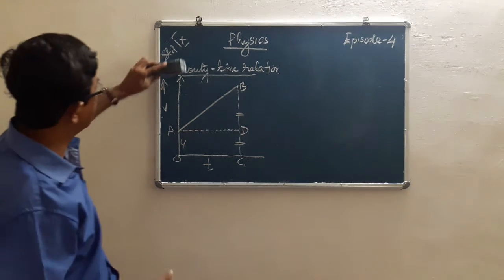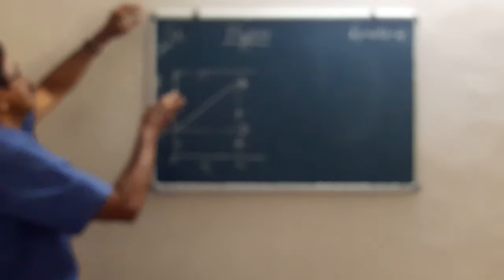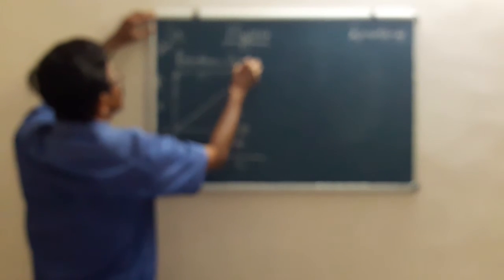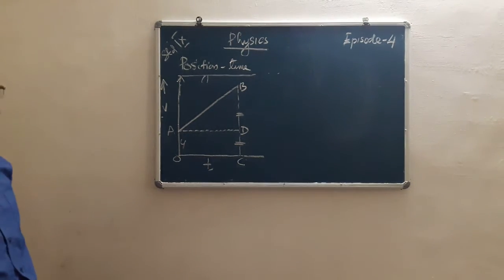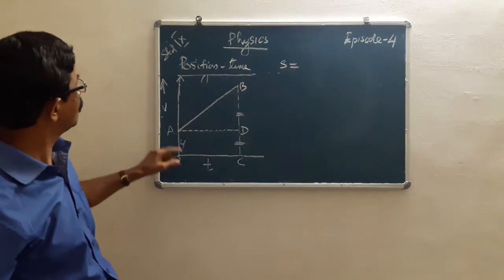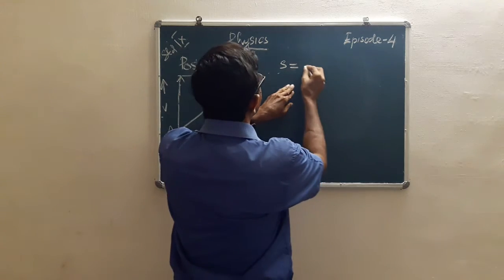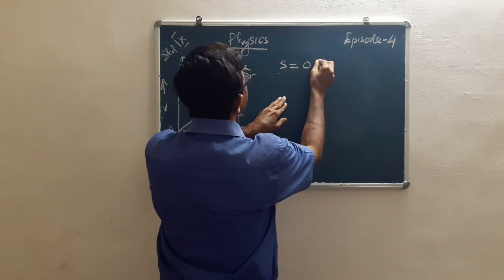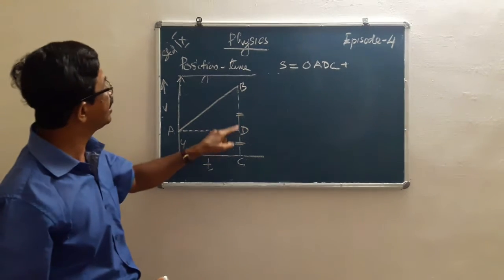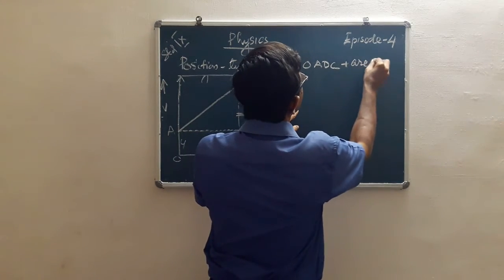Now we are going to find the second relation, that is S equal to UT plus half AT square. That is the position-time relation. See, we know from the graph, displacement is equal to area. So that is equal to the area of the rectangle OADC plus the area of triangle ADB.